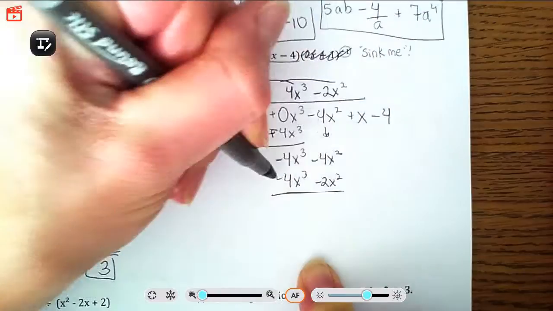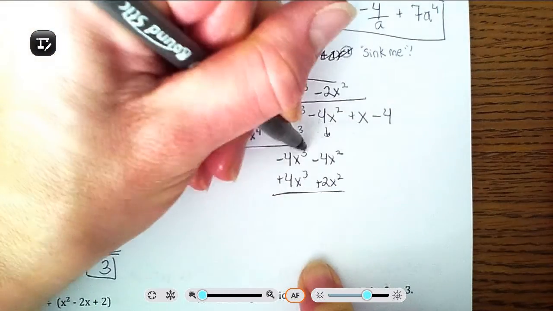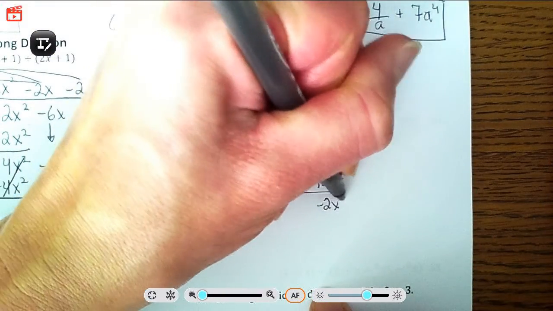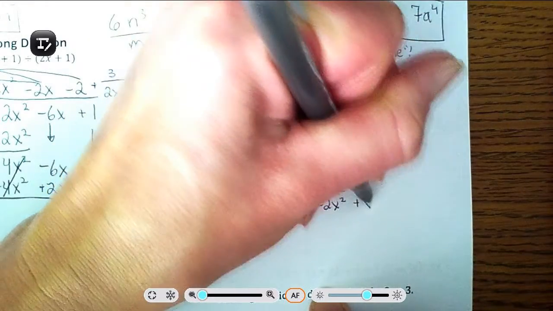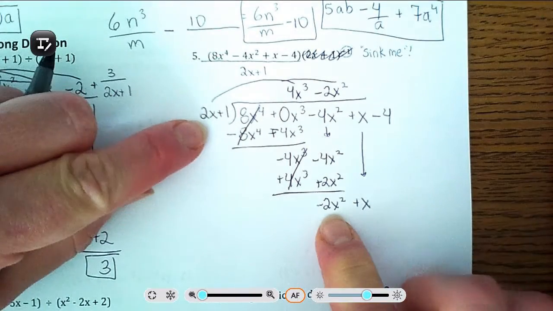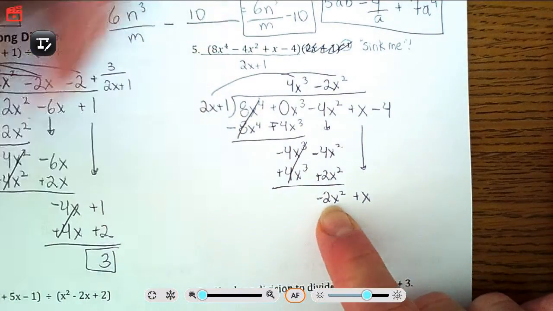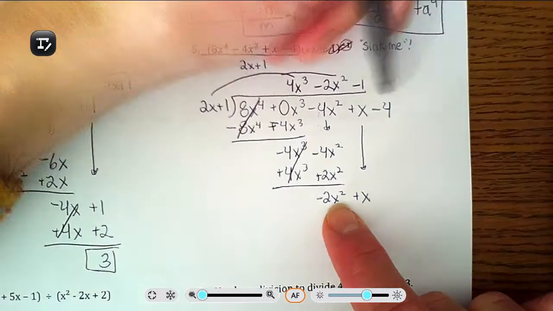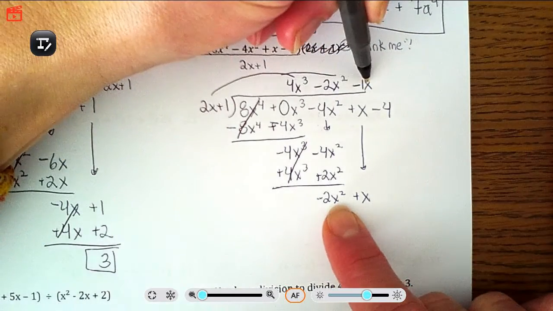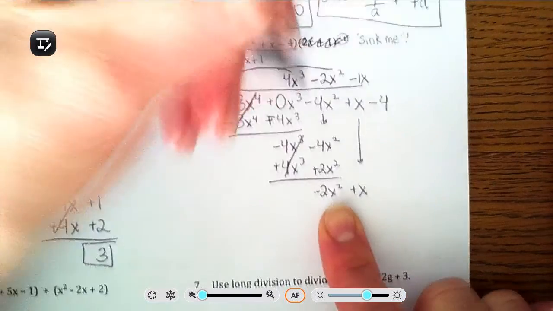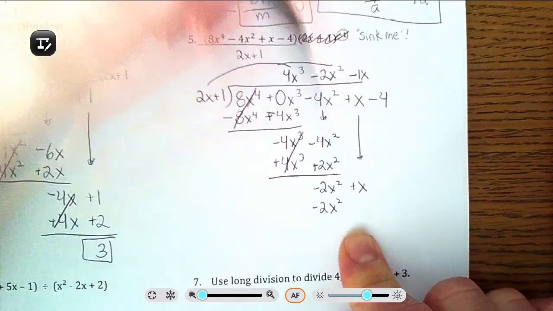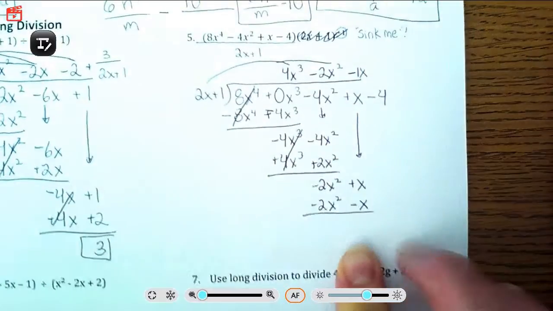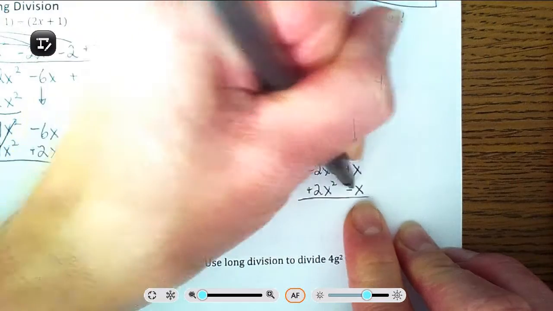Draw a line. Slash both signs. Add them up. Negative 4x squared plus 2x squared is negative 2x squared plus x. Match them up. How do you get a 2 to become a negative 2? Times it by negative 1. X to become an x squared, times it by x, and distribute. Negative x times 2 is negative 2x squared. Negative x times 1 is negative x. Draw a line. Slash both signs.